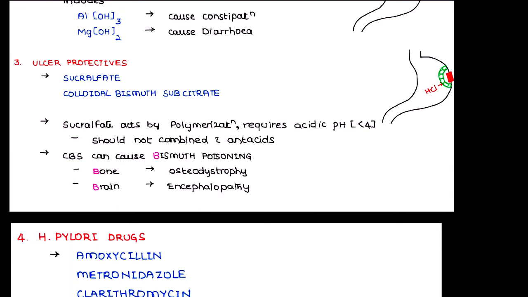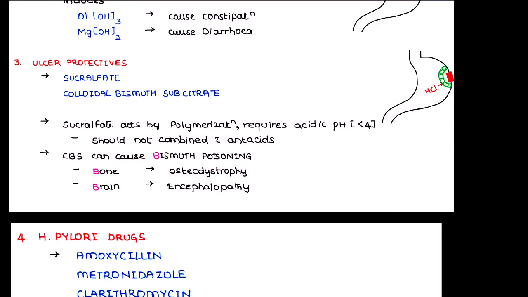Another important point: colloidal bismuth subcitrate can cause bismuth poisoning, right? And in this bismuth poisoning, in bone there will be an effect called osteodystrophy, and in the brain there will be encephalopathy. So this is one important thing that we need to know.